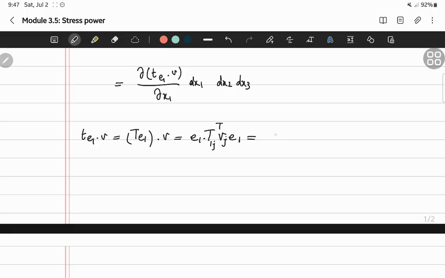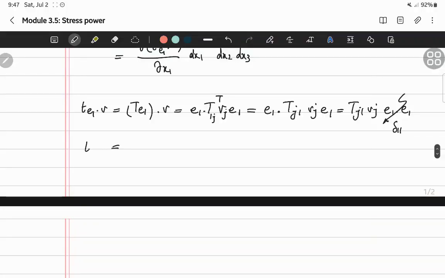There are no dots in here. So then this becomes E1 dot T, and since this is T transpose, this becomes Tj1 Vj. Then we can take this out: Tj1 Vj E1 dot E1, which is basically delta 1,1, which is 1. So this is equal to Tj1 Vj.